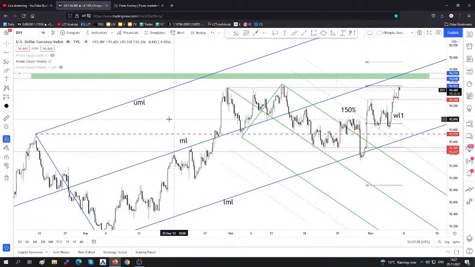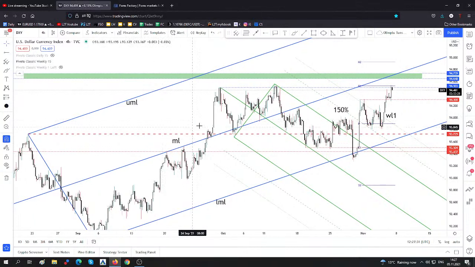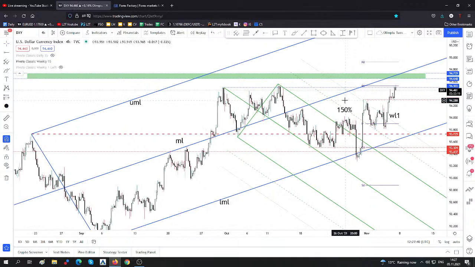So right now let's take a look at the dollar index. The DXY has reached 94.50, this former high, static resistance level, so an upside obstacle.